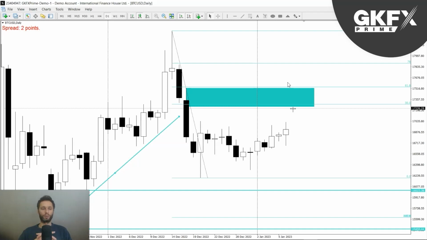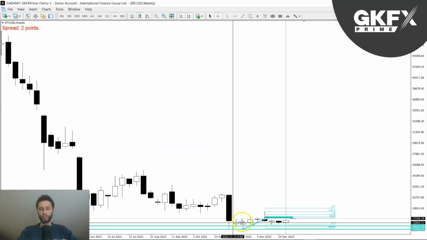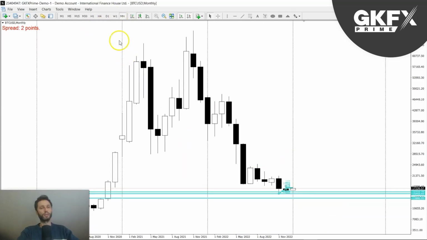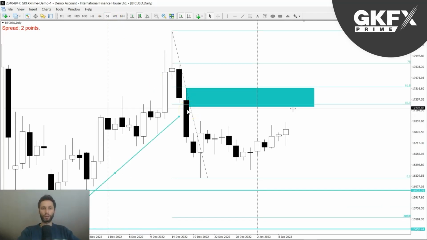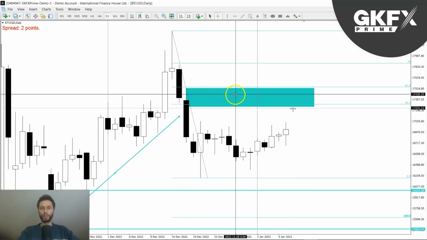Now, the tricky part here, just like with oil, is we are in this range and it's not quite clear where we are going. On the monthly, we're still bearish, so the more favorable idea would be the downside. That's where the bias is. And now we're coming up to this zone of interest where I'd like to pay attention to see what happens.